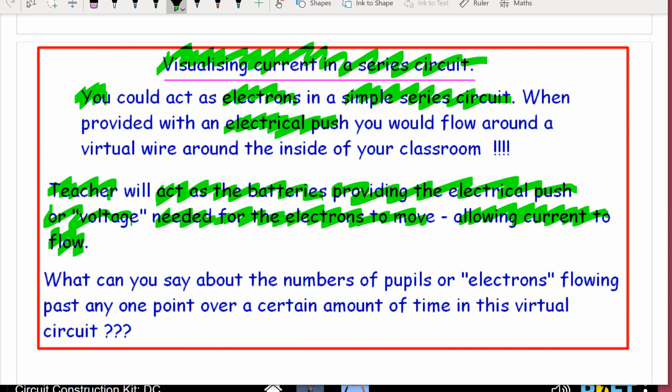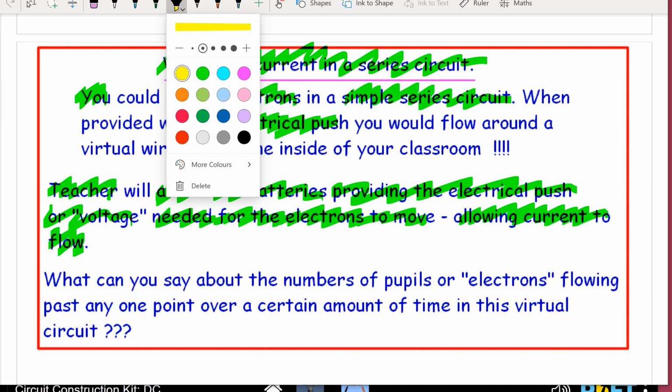If the battery is taken out, so there's no push, you stop. If the battery is put in the other way round and the electrical push or voltage travels in the opposite direction, you start running around the room in the opposite direction. If the push or voltage is bigger, you get to run round quicker and quicker and quicker. But of course, there's a couple of points here.